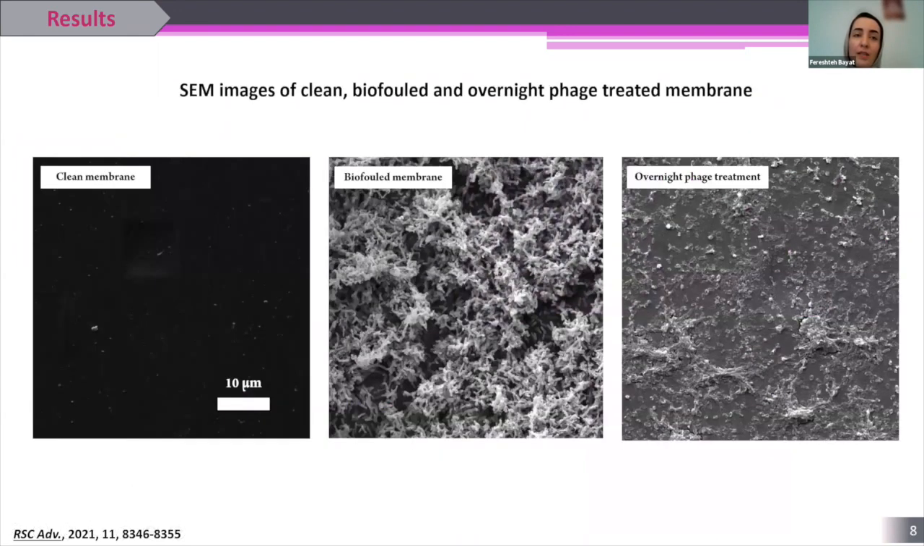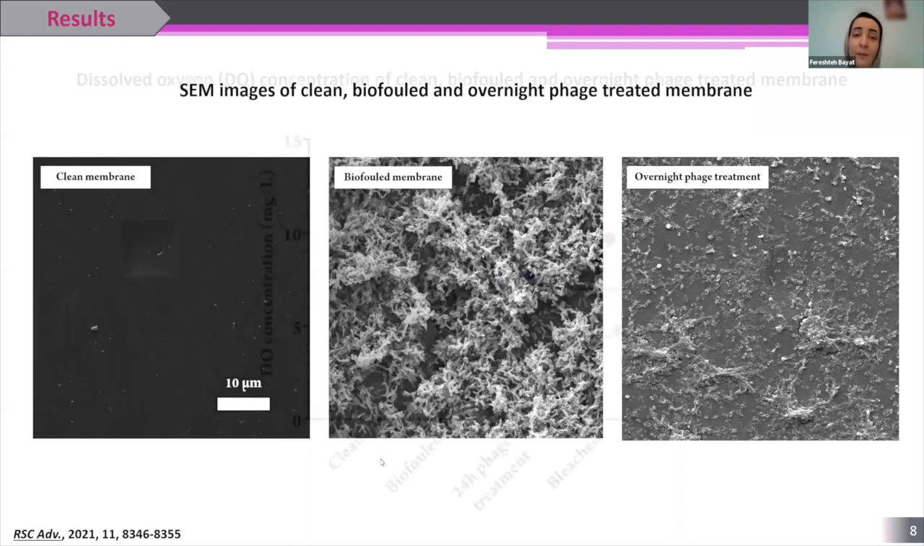We also used SEM imaging to observe the surface of the clean, biofilm, and phage-treated membrane. As you see, the mature 3D structure of the biofilm is decreased significantly after phage treatment. There is still some debris remaining on the surface, but the phage treatment was able to successfully remove the 3D structure of the biofilm.